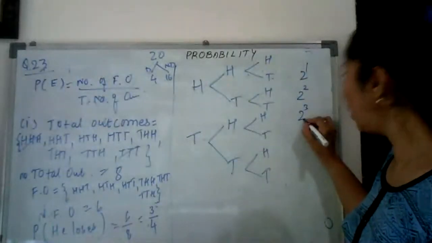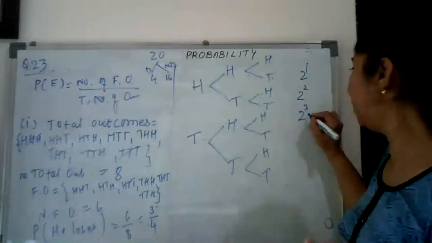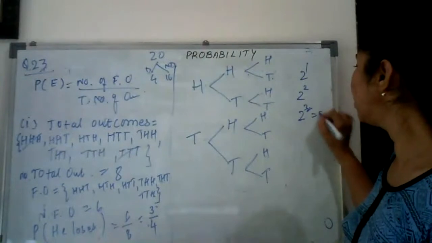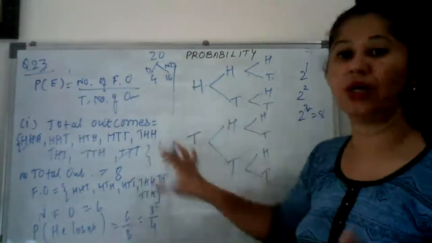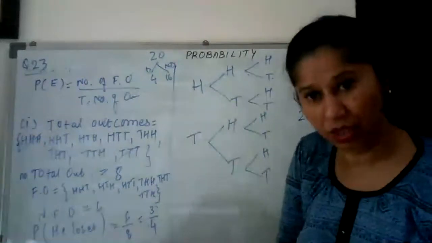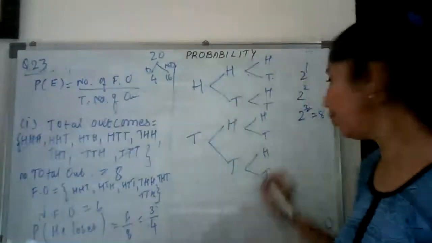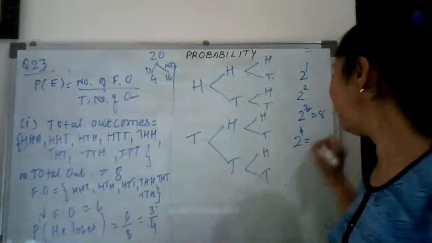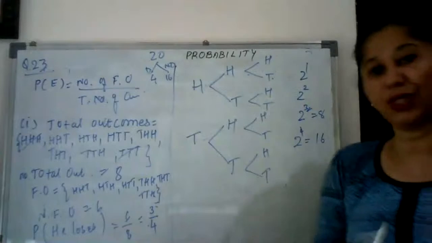And 2 possibilities, that is head and tail, and 3 times, so 2^3. What is 2^3? Hence total outcomes are 8. So suppose somebody asks you that if 4 times the coin is tossed, how many outcomes you get? You can answer 2^4. So how many outcomes are there? 16 outcomes. So it is always a power of 2.